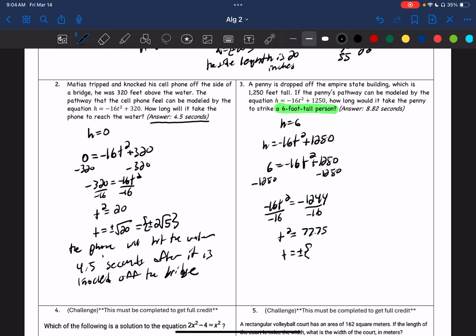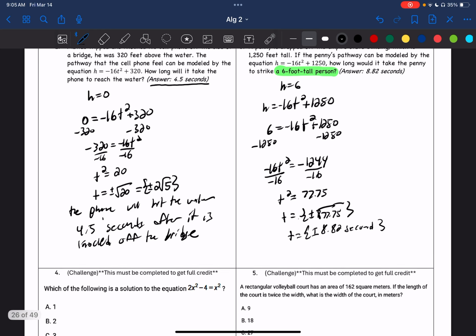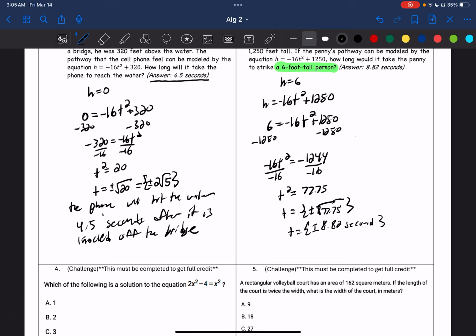We'll do plus or minus. So t would then be equal to plus or minus the square root of 77.75. And if you enter that into your calculator, you're going to get that t is equal to plus or minus 8.82 seconds. Which then means that the penny will hit the person 8.82 seconds after it is dropped.